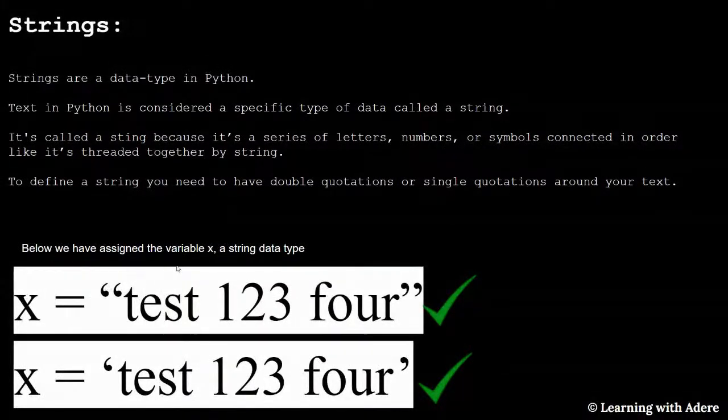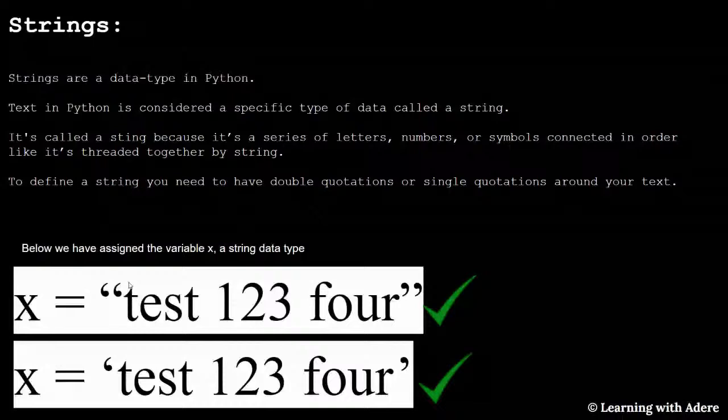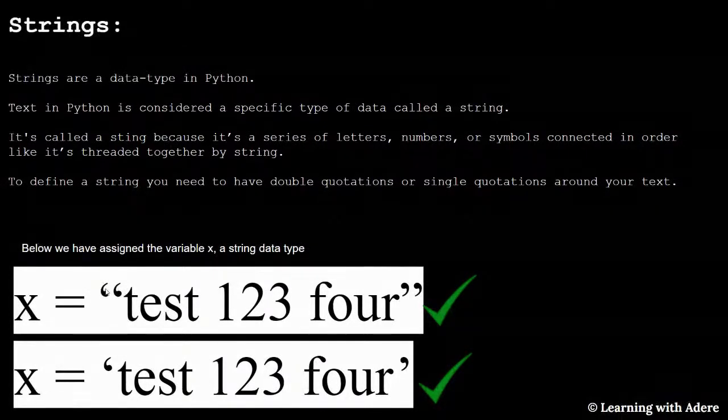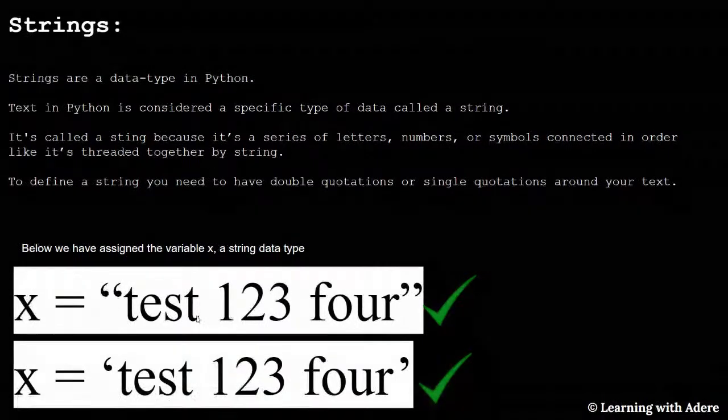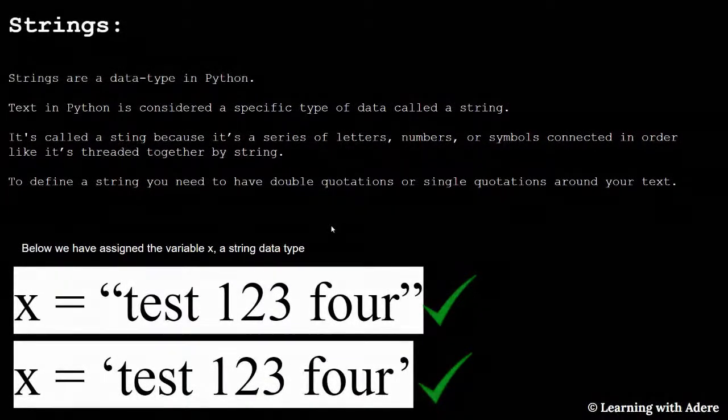Below, we have assigned the variable x a string data type. So we have x is equal to "test 1, 2, 3, 4". Once again, it's a string because it's a series of letters, numbers, or symbols connected together. In between the double quotations, we have test 1, 2, 3, 4. We've mixed up the alphabet with numbers, and it works because it is a string. We can also do the same thing with single quotations. It's up to personal preference whether you use single or double quotations, but whichever one you use, you should stick to it and be consistent. Okay, continue on.